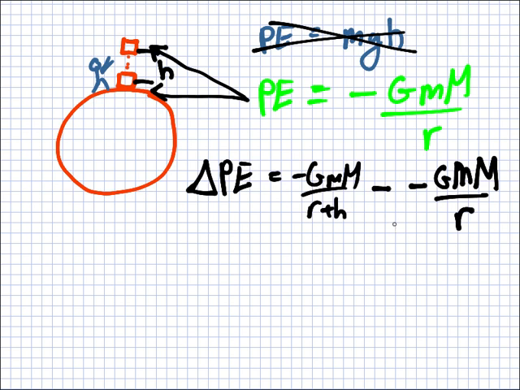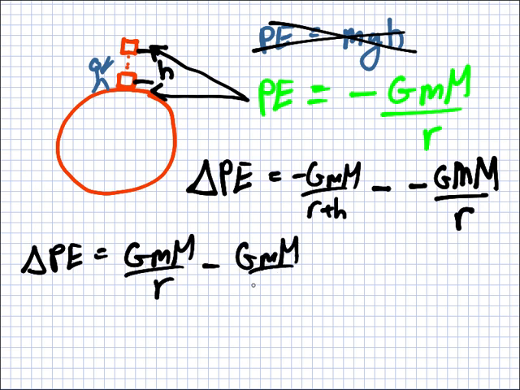Yeah? So this one's on the top and this one's on the bottom. So the change in potential energy is GM over r minus GM over r plus h. Is that okay so far? I'll just pause for one second before I continue. I'll let you write this much down.